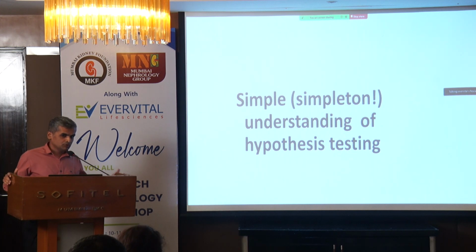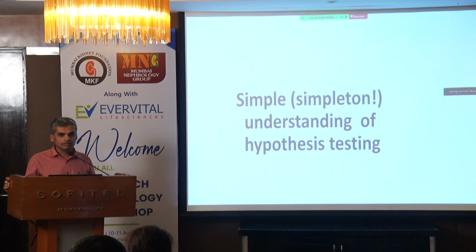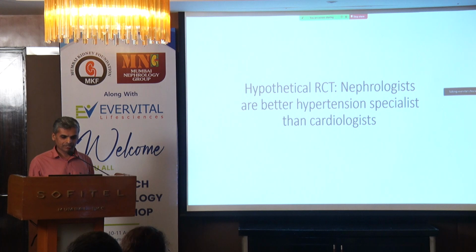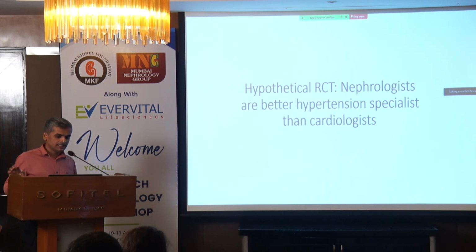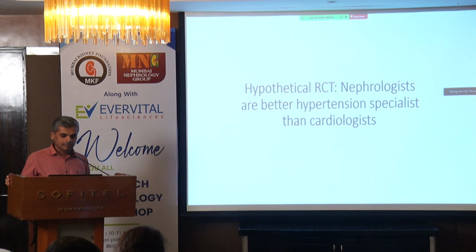So I will take you through the simple, that is the traditional, understanding which most of us today have of the p-value in the next few slides, but remember that there is only a difference of TON between being simple and simpleton. So let's have this hypothetical RCT. Nephrologists are better hypertension specialists than cardiologists, and I want to conduct a randomized controlled trial.